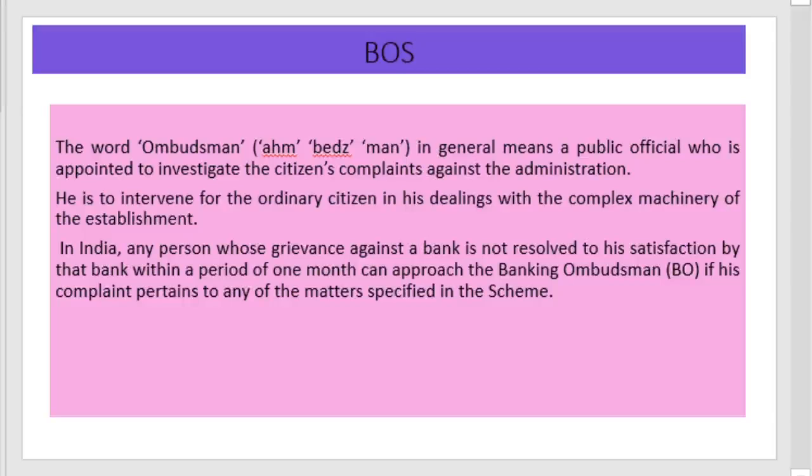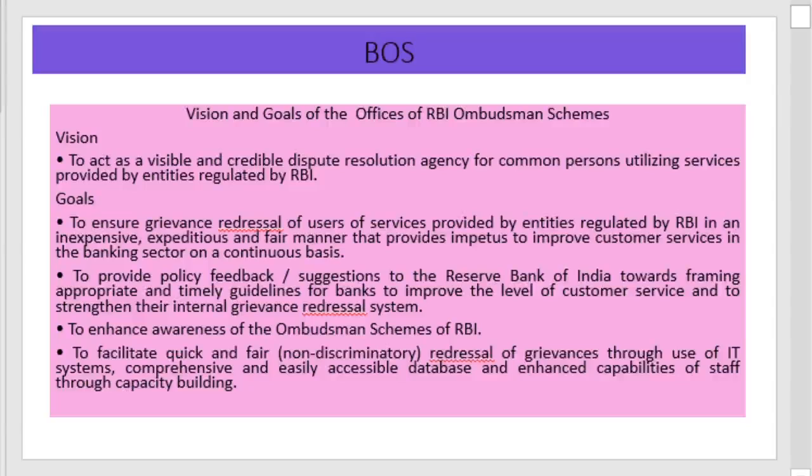In India, any person whose grievance against a bank is not resolved to his satisfaction by that bank within a period of 1 month can approach the banking ombudsman if his complaint pertains to any of the matters specified in the scheme. That is, if any customer has a problem with the bank and it is not resolved within 1 month, then that person can approach the banking ombudsman, provided it is included in the specified items of the scheme. And the vision and goal of the banking ombudsman scheme is given here.